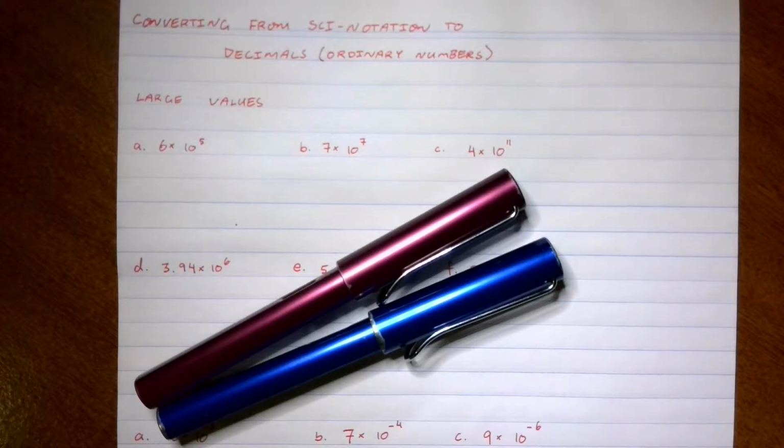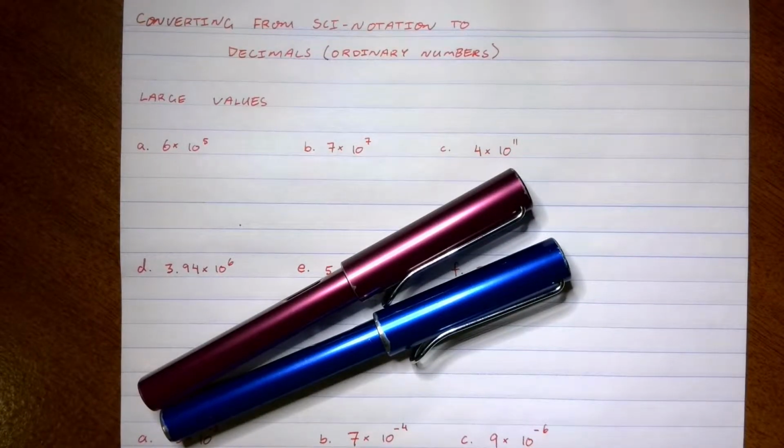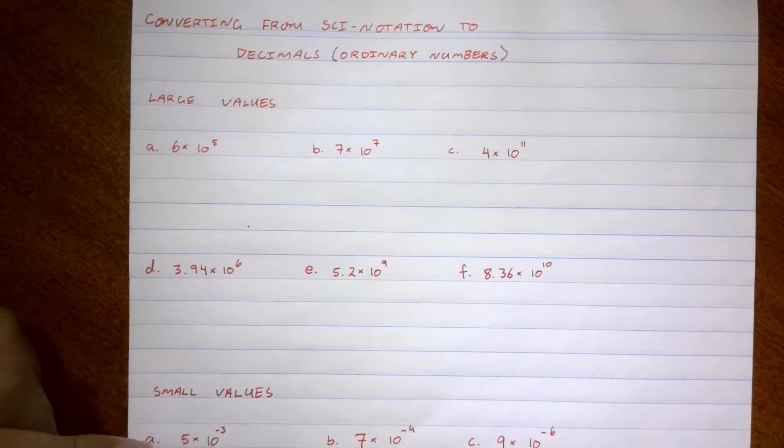Hello class, this is a video tutorial on converting from scientific notation to decimals, or commonly known as just ordinary numbers. Let me focus in here a little bit. Now, when it comes to converting these, I do it in a two-step process that makes it much easier. I'm going to demonstrate it to you right here, right now.